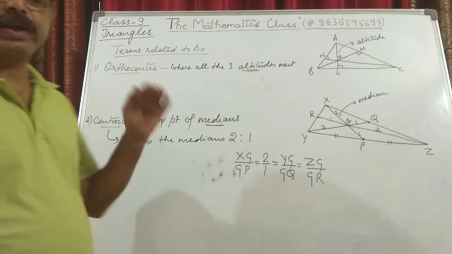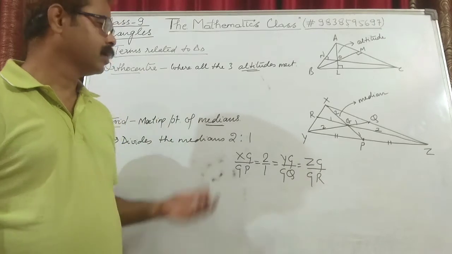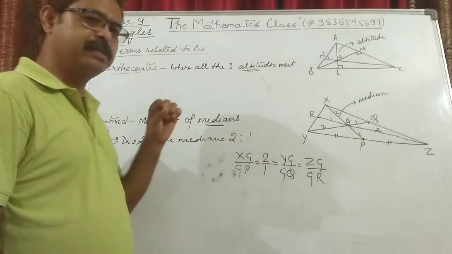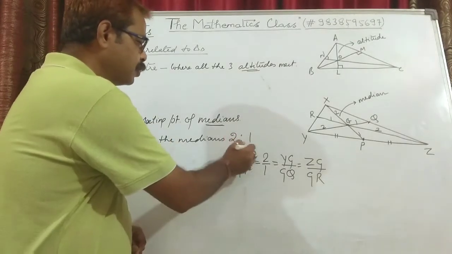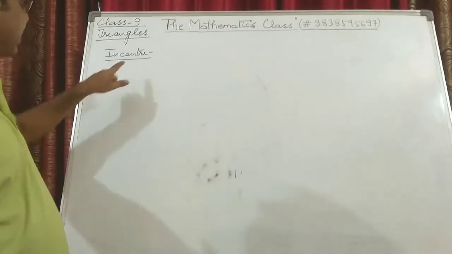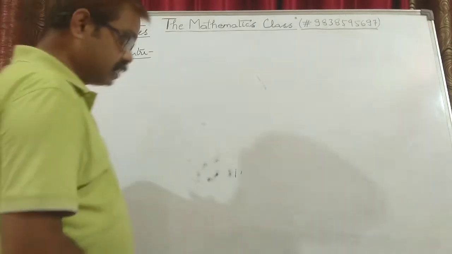What is centroid? Centroid is a point in the triangle where all the three medians meet, and that centroid also divides the medians in the ratio of 2:1. Now we move on to the other thing. Next topic is the incenter of a triangle. So what is the incenter?